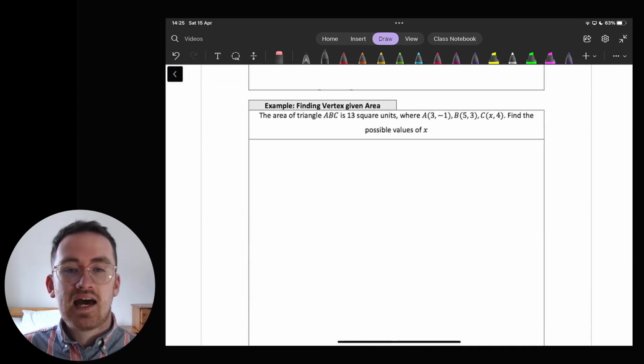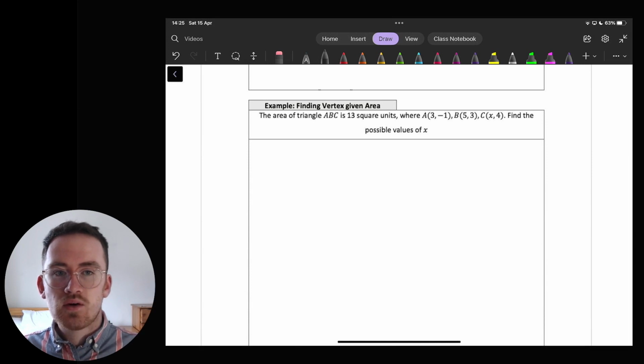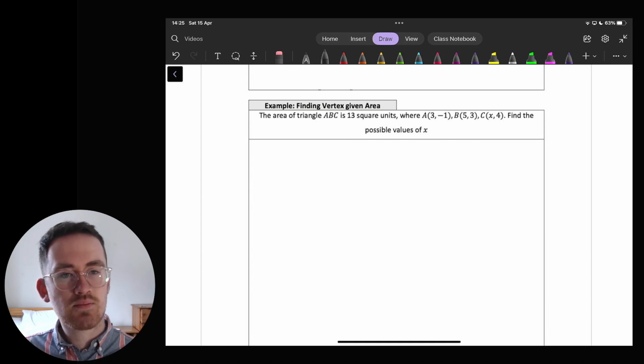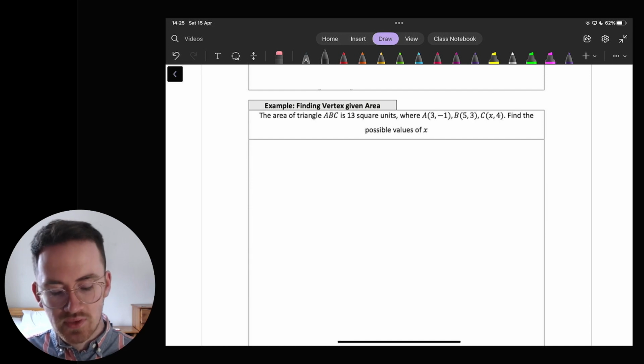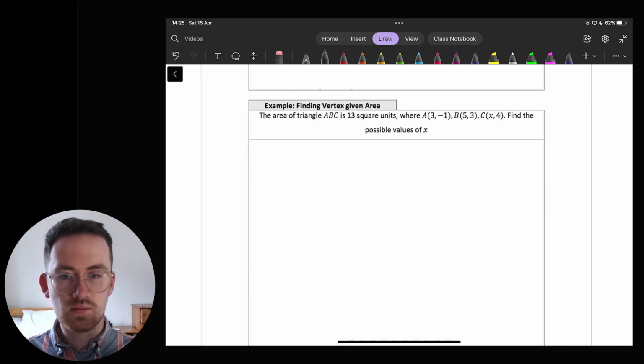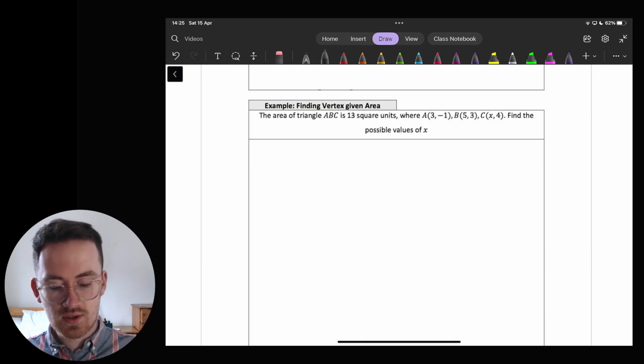So looking then at some other ways that they could ask this. Here we're looking for a vertex, given the area of the triangle. So the area is 13 square units, where A is given, B is given, and C is this. Find the possible values of x. What we notice here as well is that none of the points are at the origin. None of the points are 0, 0. So that's the first thing we have to take care of.